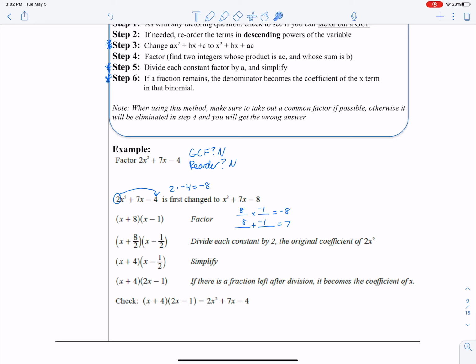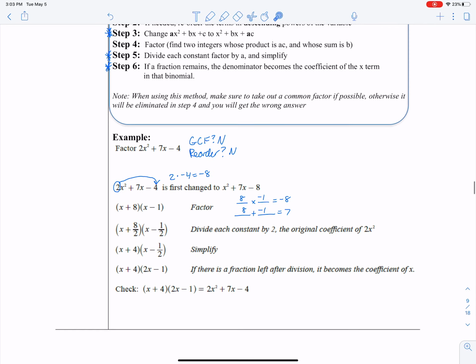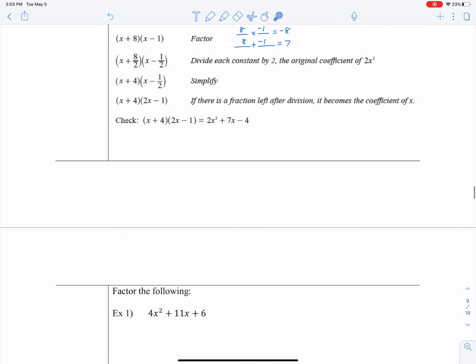If we check that and multiply it back out, we would end up with 2x squared plus 7x minus 4, which is what we started with. So this is a few more steps, but similar structure.